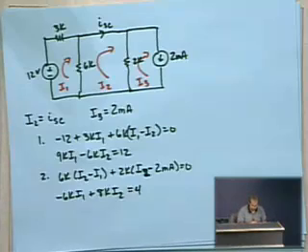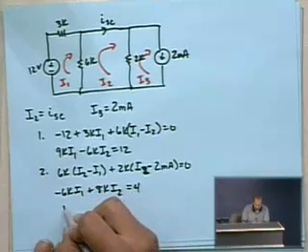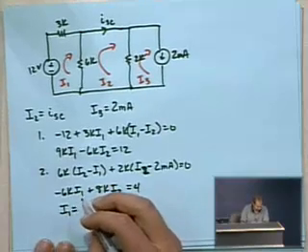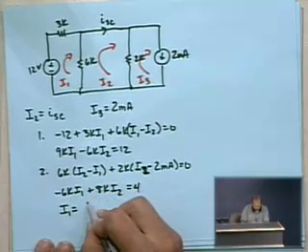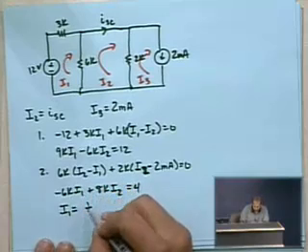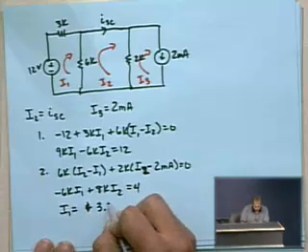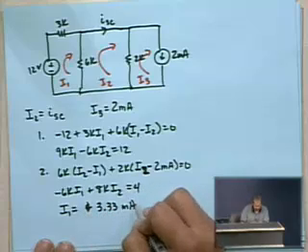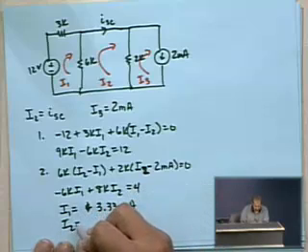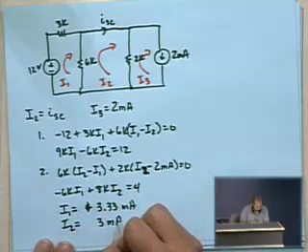So let's solve those simultaneously. 9,000, negative 6,000, 12; negative 6,000, 8,000, 4. And we get that I1 equals, it looks like, 3.3 repeating milliamps, and I2 just equals 3 milliamps.